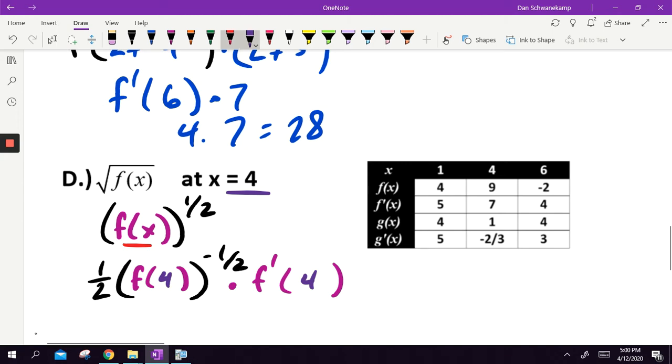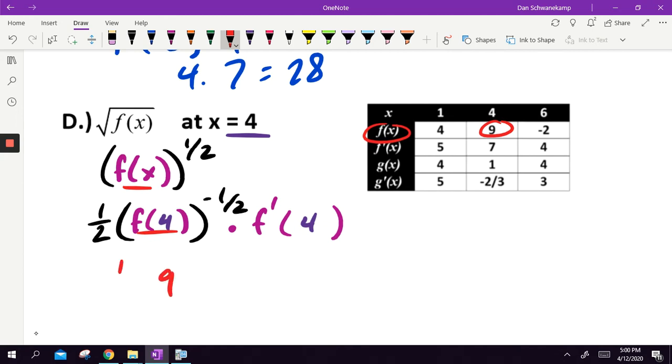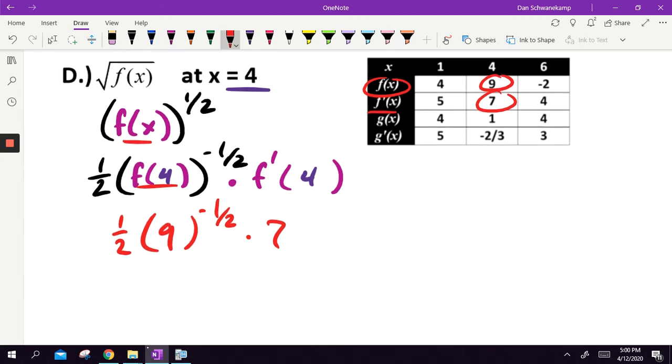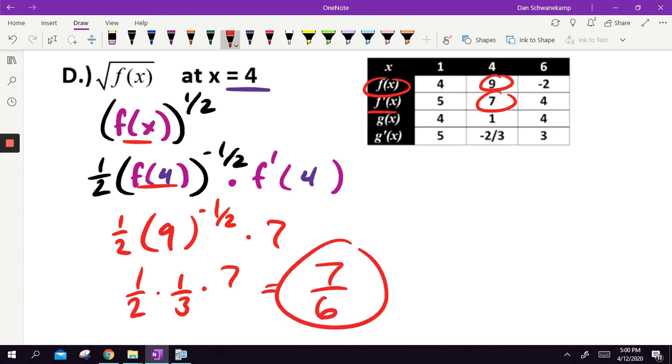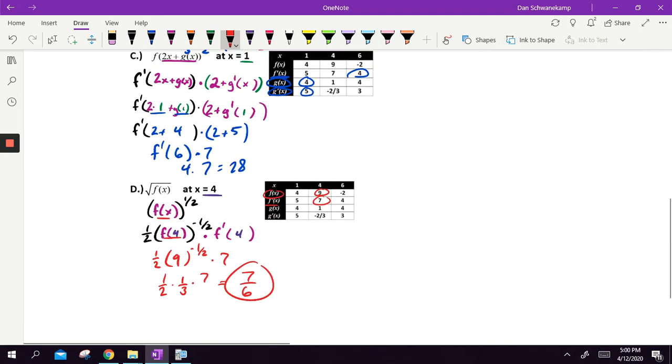f of 4 is 9. f prime at 4 is 7. 9 to the negative 1/2. 1/2 is the square root. The square root of 9 is 3. But it's negative, so it's really 1/3 times 1/2 times 7. My answer is 7/6. All right, those are the practice problems.